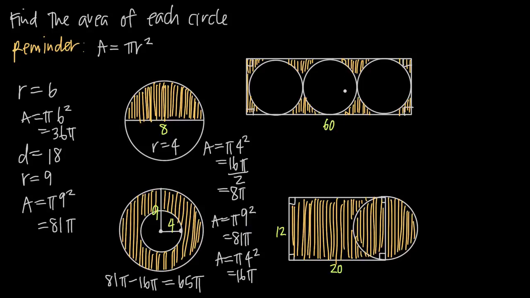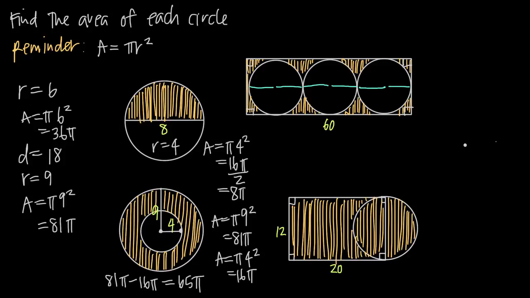So remember, when we're dealing with area of a circle, we're always thinking radius, right? So what we need to figure out is the radius of each one of these circles. So what we can realize here is that we have basically 1 radius, 2 radii, 3 radii, 4 of them, 5 of them, 6 radii across to get the entire width of the rectangle. And we know that the width of the rectangle is 60.